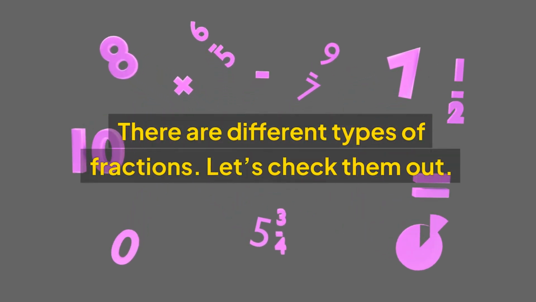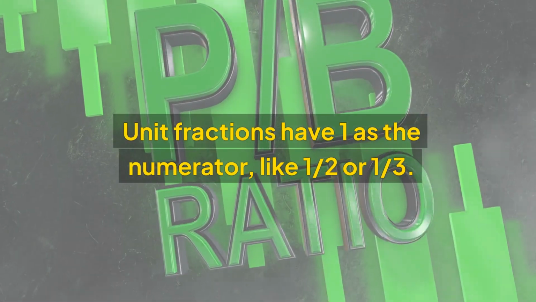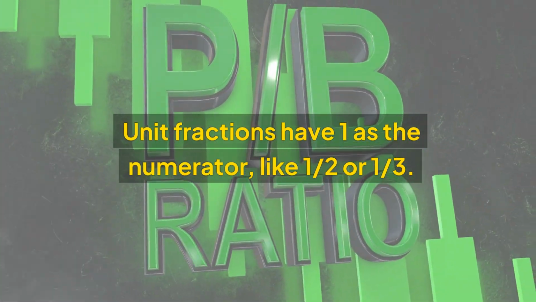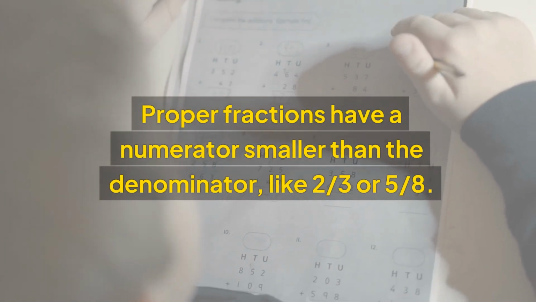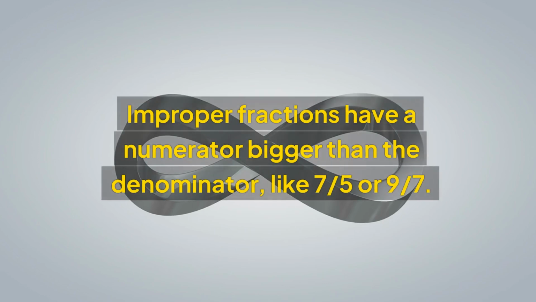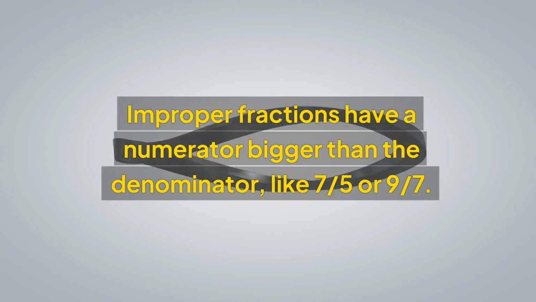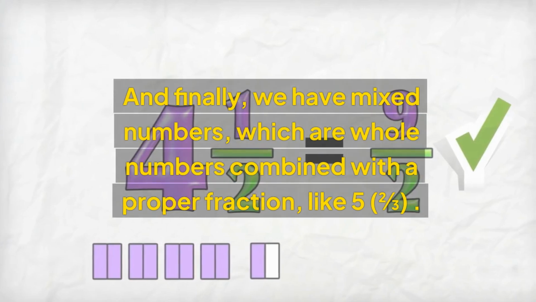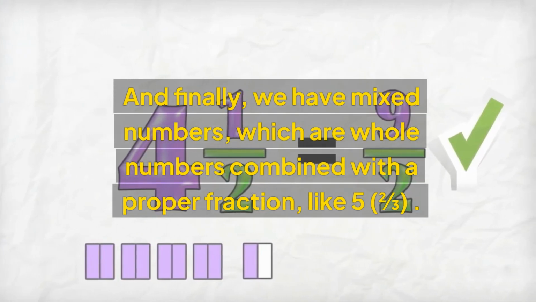There are different types of fractions. Let's check them out. Unit fractions have 1 as the numerator, like 1/2 or 1/3. Proper fractions have a numerator smaller than the denominator, like 2/3 or 5/8. Improper fractions have a numerator bigger than the denominator, like 7/5 or 9/7. And finally, we have mixed numbers, which are whole numbers combined with a proper fraction, like 5 2/3.